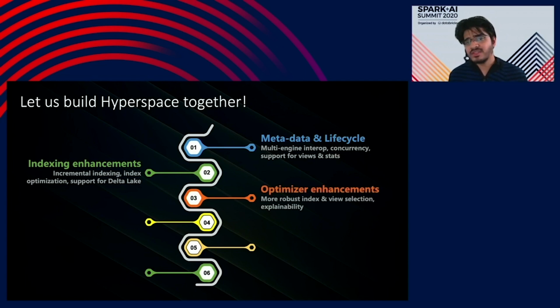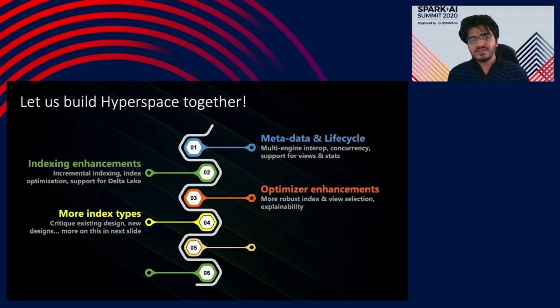The third area of investment is optimizer enhancements. Like I mentioned, this is a very humble beginning in this space. We are by no means experts at optimizers, and this is where we could definitely use your help in making sure that we're taking the right decisions while optimizing queries. And one other area of active investment that we're exploring is query explainability. Why did you use a particular index? Why did you not use a particular index? The fourth area of investment is more index types. More on this in the next slide.